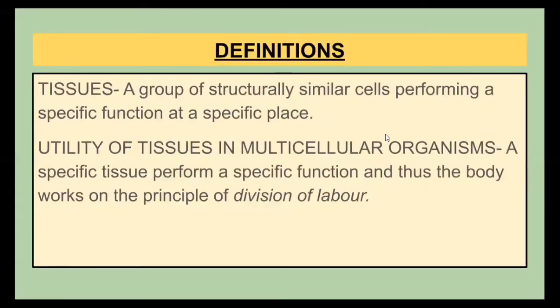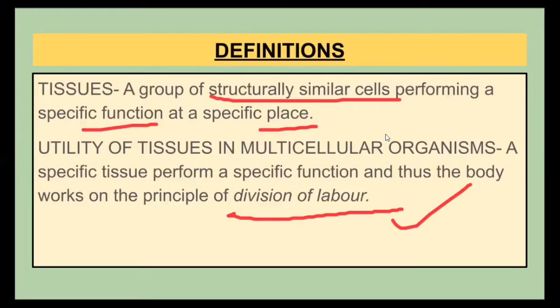A group of structurally similar cells performing a specific function at a specific place. Or in other words, we can say it is a group of cells which are similar in structure and function. What is the importance of tissues? In a multicellular organism, there are different tissues for performing different functions, and thus the body works on the principle of division of labor.